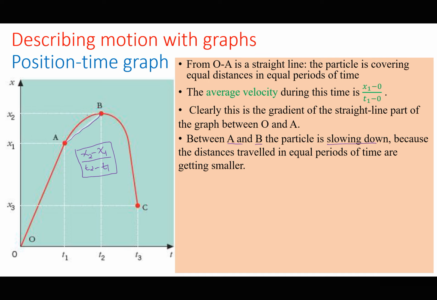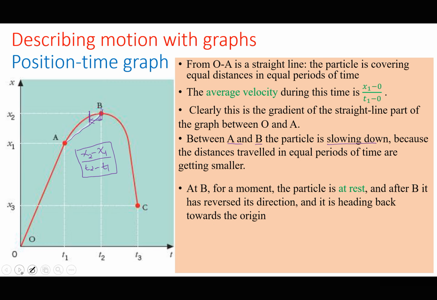For example, when you look at this time here and this one here, the change in distance is very small, yet the time interval is relatively big. So the distance traveled in equal periods of time is getting smaller between A and B, so we can say the body is actually slowing down. So precisely, you could simply say that the speed was decreasing, or it was actually decelerating, as we shall see later on when we advance.